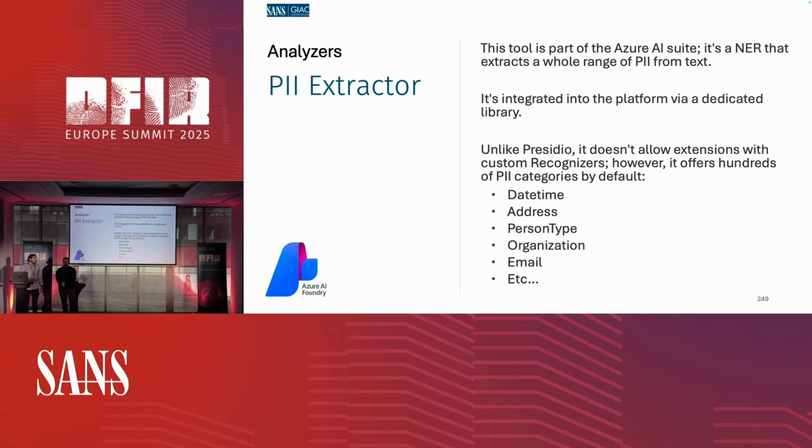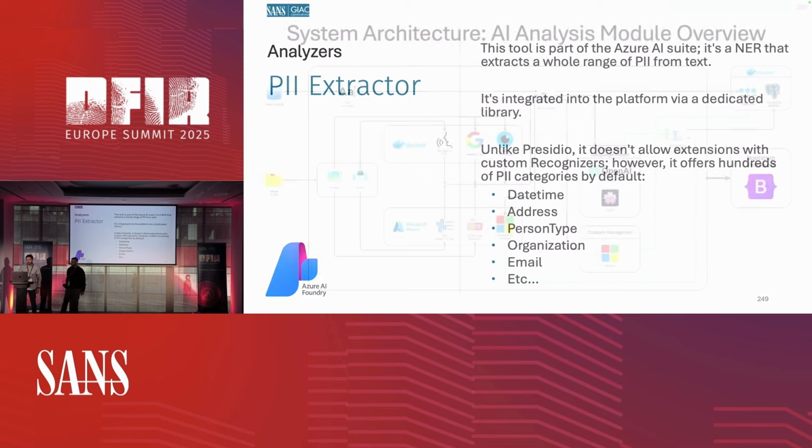So the next is a tool using Azure AI Foundry. So Azure, Microsoft. This tool is a part of the Azure AI Suite. It's an app that extracts a whole range of PII from text, and is integrated via a dedicated library. But unlike Presidio, it's not custom. You cannot extend it with custom recognizers, and this is fully online. So personal data is exchanged with the cloud provider.